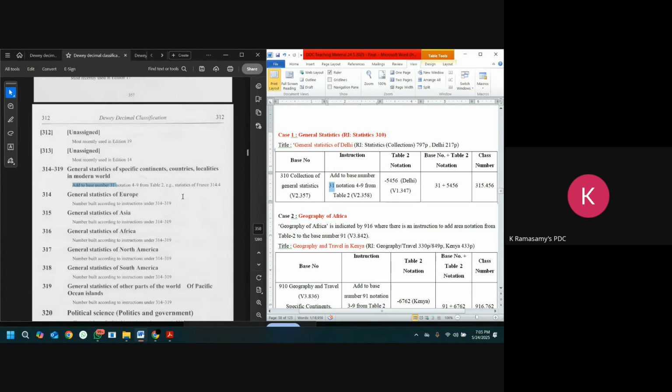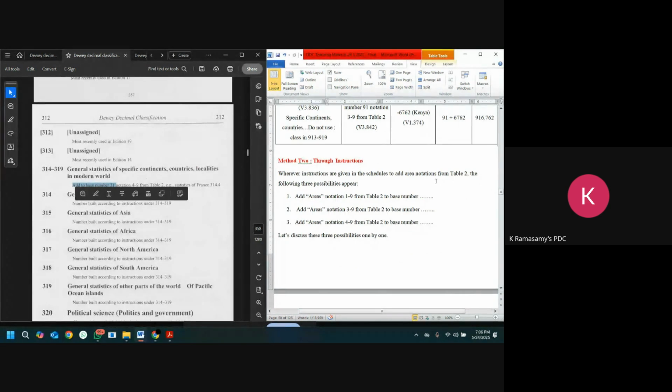What number can you add? Notation 4 to 9 from table 2. You go to table 2. In table 2, you take any number from 4 to 9. You can add it to 31. So what is the number for Delhi? 5456. So I write 31 as the base number, the area number is 5456, and I add both. I get the answer 315.456. That means the area number is made a part and parcel of the main number itself. This is one kind of adding table numbers. Okay. What is the second method?